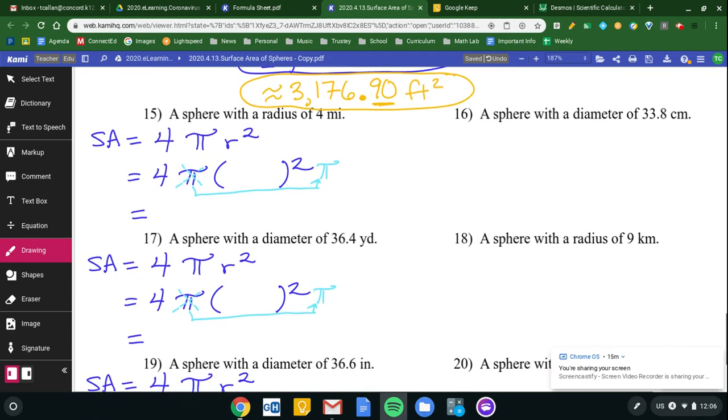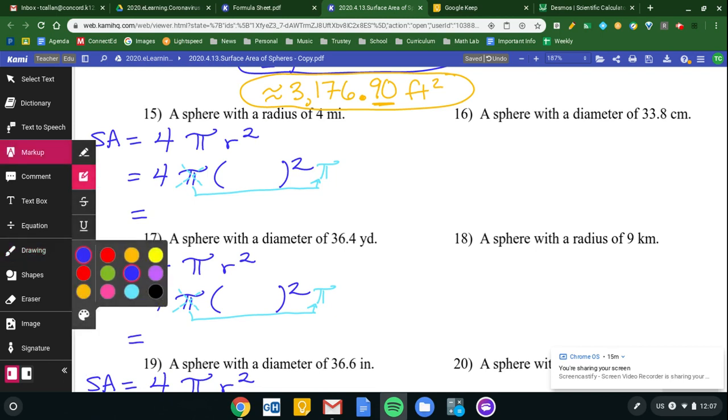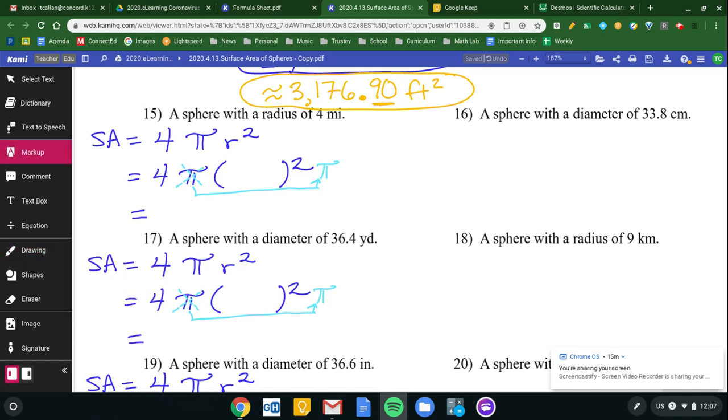Let's move on to number 15. Welcome back to those of you that fast forwarded through the previous several problems. But please notice we're still finding the surface area here. In this case, the key is going to be looking at what is given. For number 15, a radius is given. For number 17, a diameter is given. So be very careful with that.